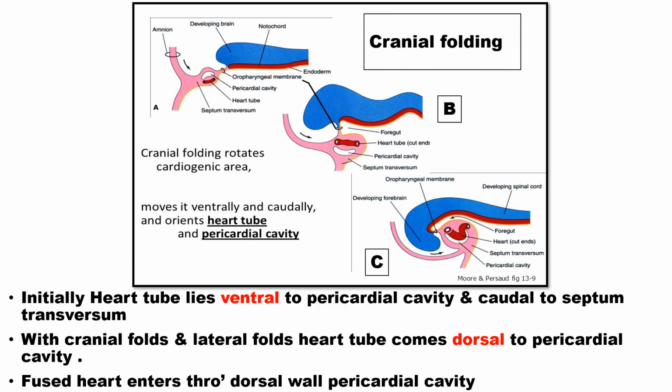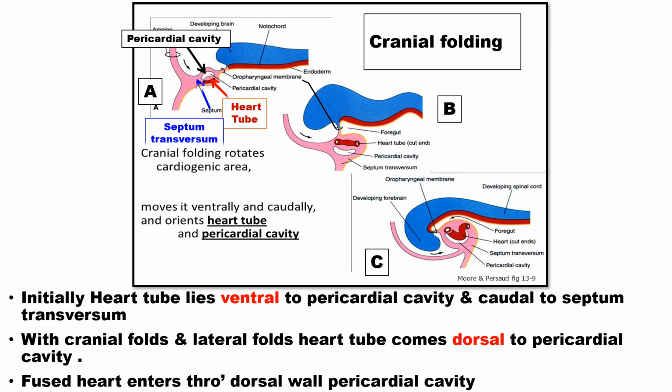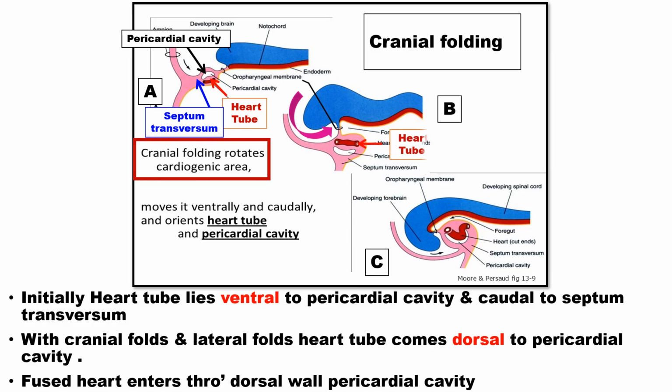Initially, as we saw, due to the cranial fold, the heart tube lies ventral to the pericardial cavity and caudal to the septum transversum. With the cranial folds and lateral folds, the heart tube comes to lie dorsal to the pericardial cavity. That is the rotation of the heart tube.